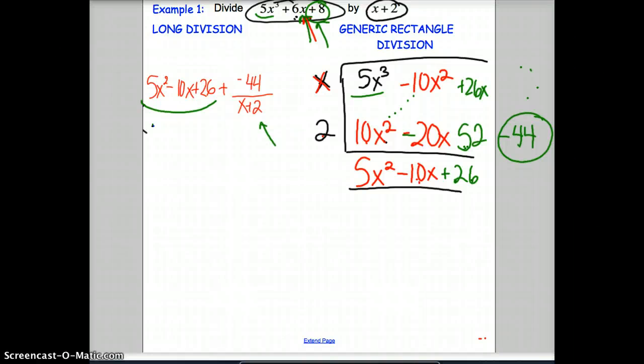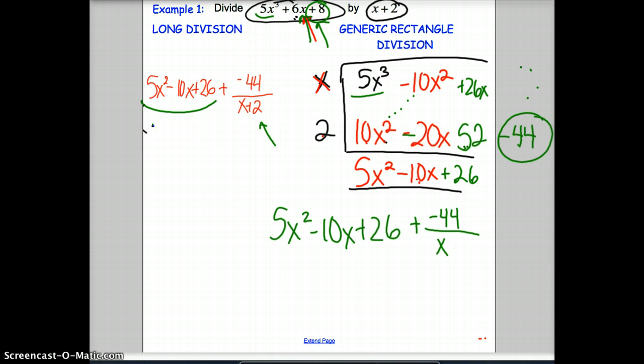So our answer is still the same. We still get 5x squared minus 10x plus 26, and we still have a remainder of negative 44 that needs to be divided by x plus 2. This is my solution. This is these two polynomials divided: 5x to the third plus 6x plus 8 divided by x plus 2 will give you this solution here.